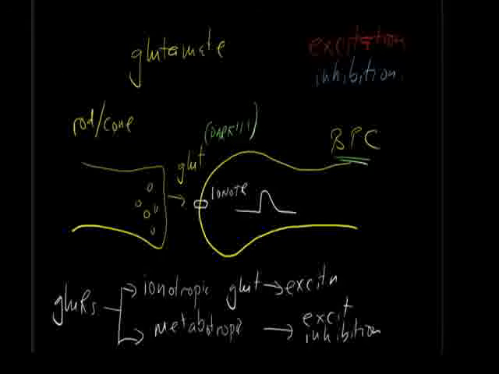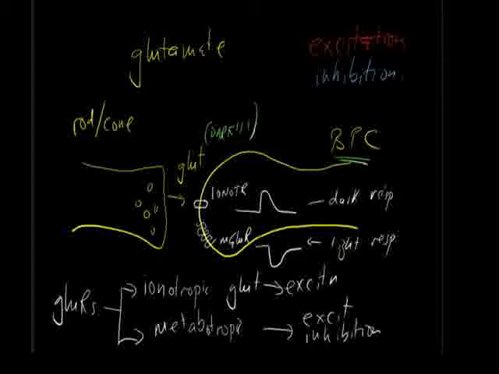Conversely, if I have a metabotropic glutamate receptor, which is inhibitory, now the bipolar cell responds to light. So we've got two types that we could possibly have of bipolar cells. You'll see in a couple of minutes why that's important.